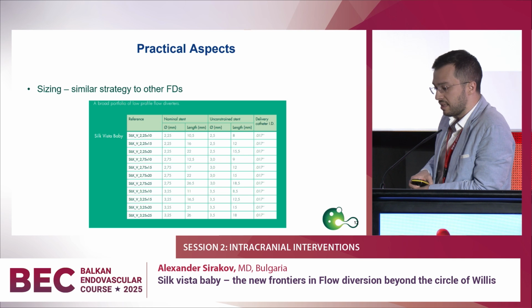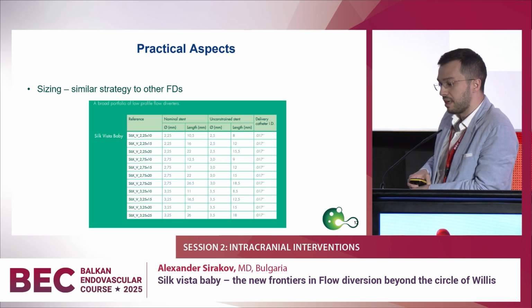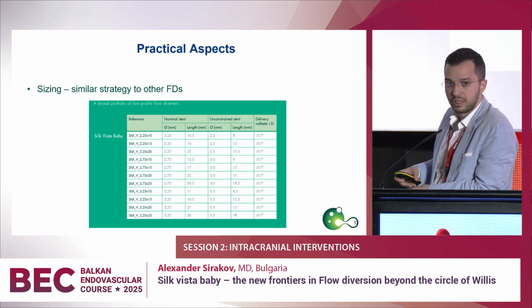Now, in terms of sizing, the portfolio of the Silk Vista Baby basically encompasses stents with diameter from 2.25 to 3.25 millimeters in diameter with a variety of lengths. That ensures that the majority of the distal aneurysms that you have in your daily practice are going to be treatable with the flow diverter stent.